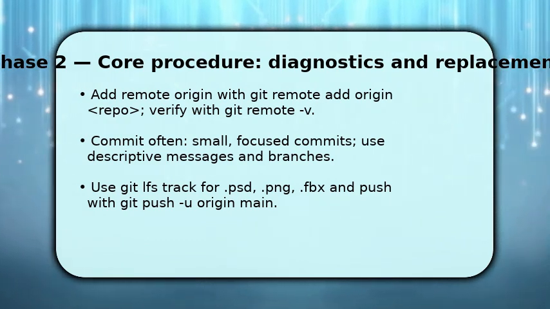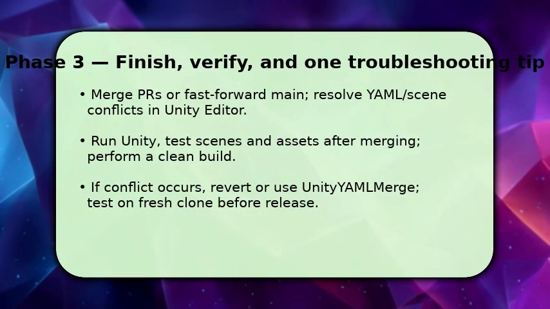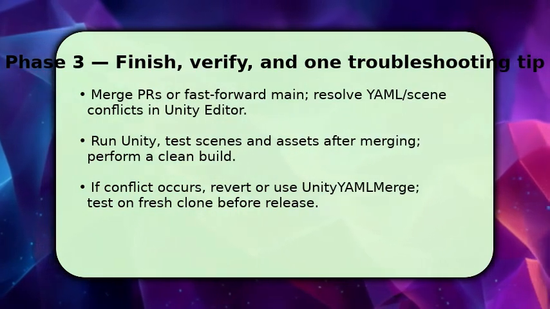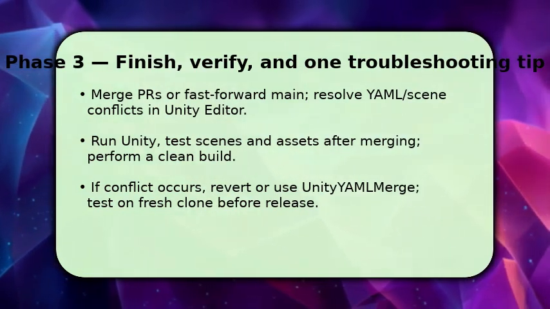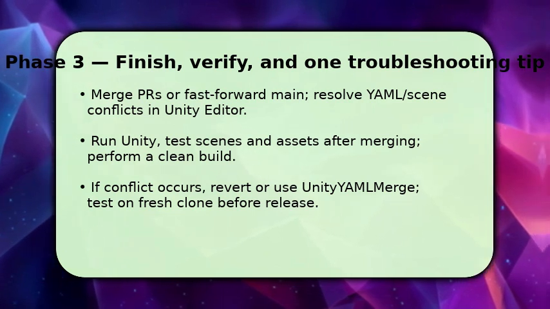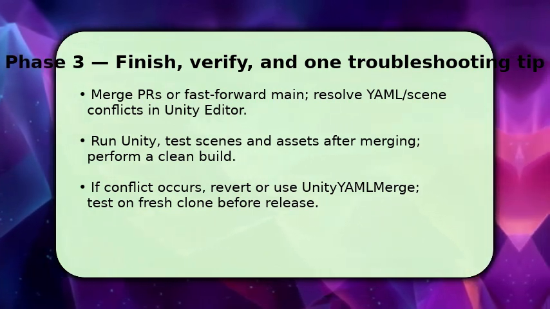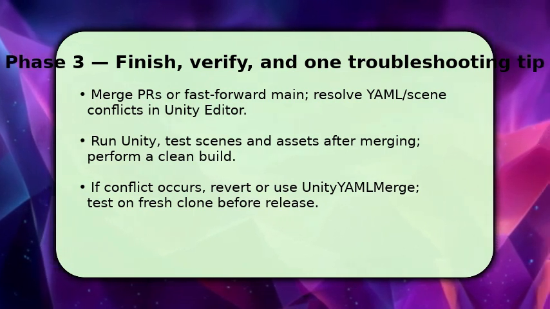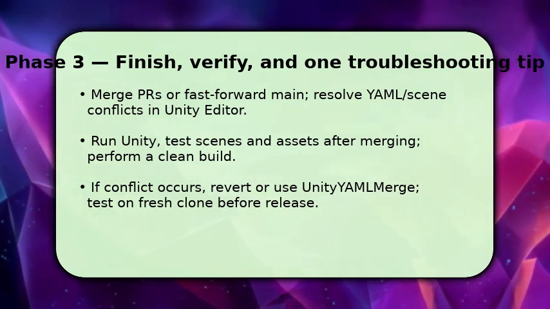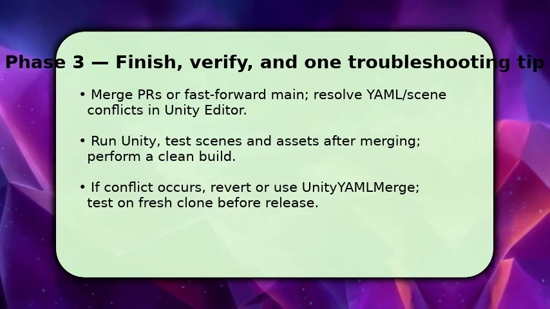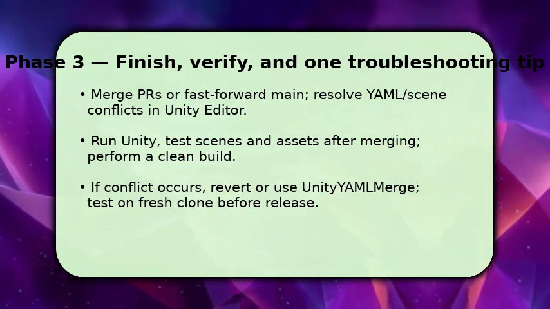Finish by merging your branch into main and validating the project inside Unity. After merging, open the project, let Unity re-import assets, and run a clean build to confirm no broken references or missing GUID. If you hit conflicts, especially in scene or meta files, use a three-way merge tool or Unity YAML merge and re-import the affected assets.